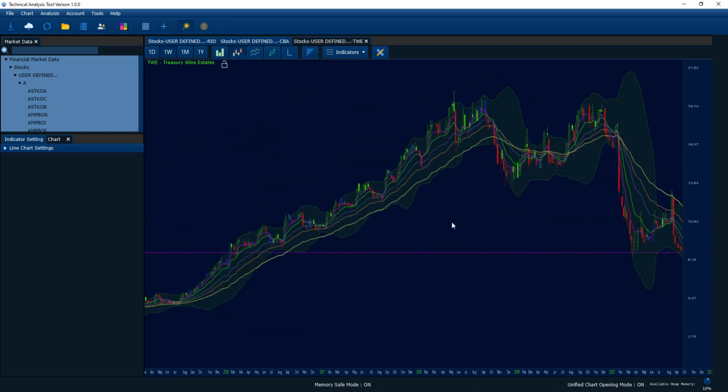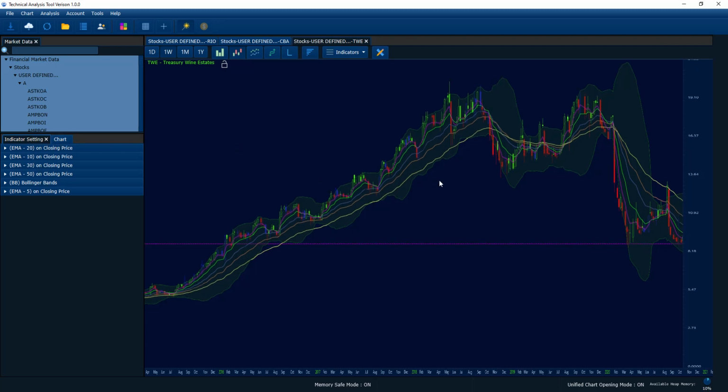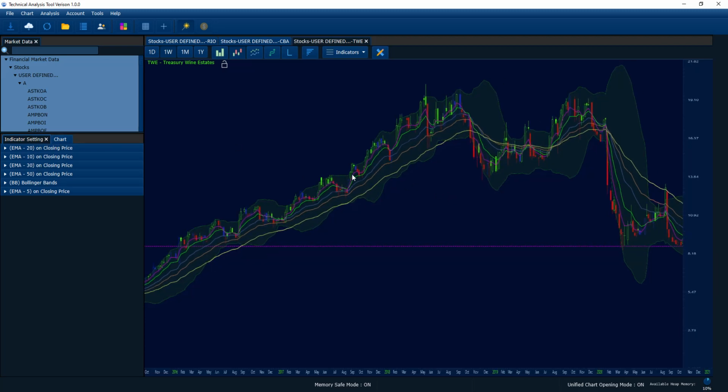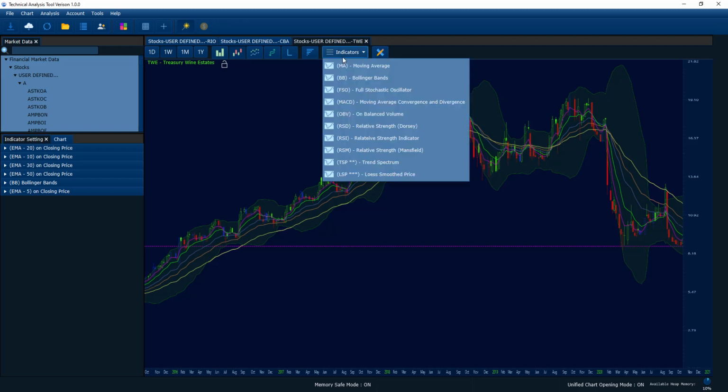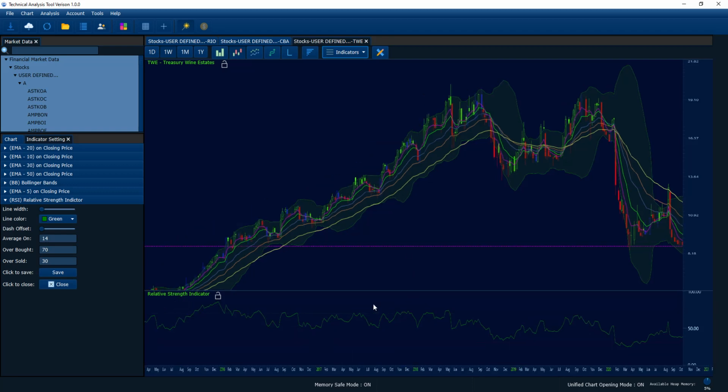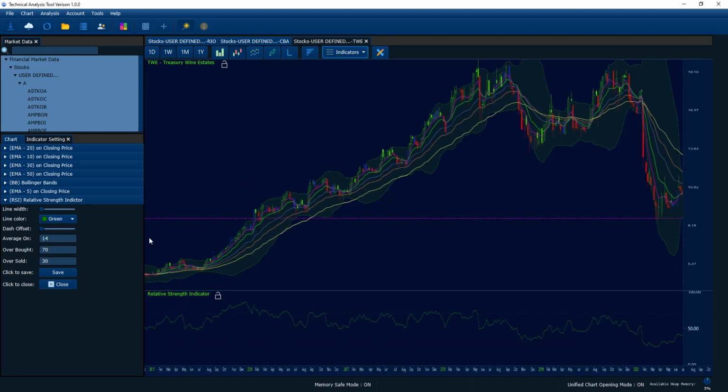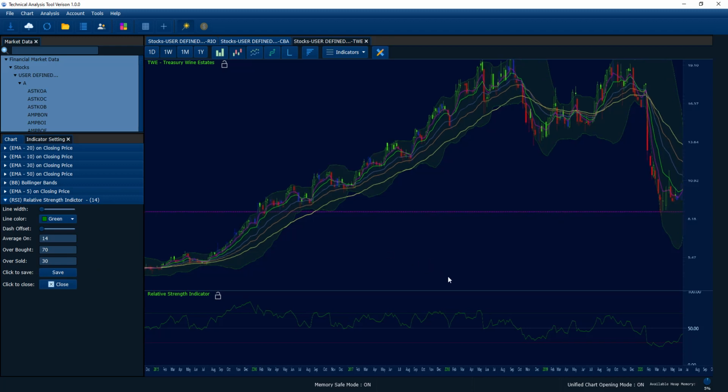Okay, let's jump into our RSI part. Whenever you want to add the RSI indicator into the chart, you go into the indicators drop-down list and select RSI, relative strength index. I click that RSI, and as you can see, the RSI line is drawn into your chart. Let's go through some of the configurations here.